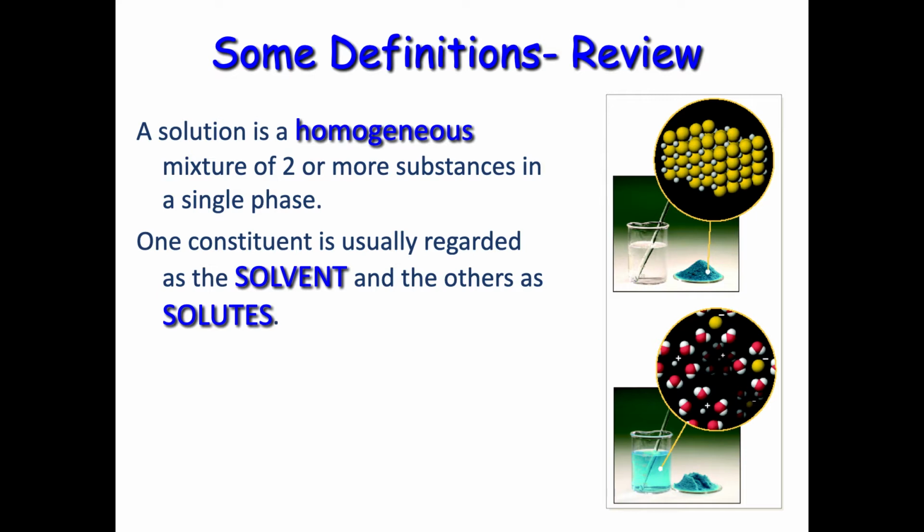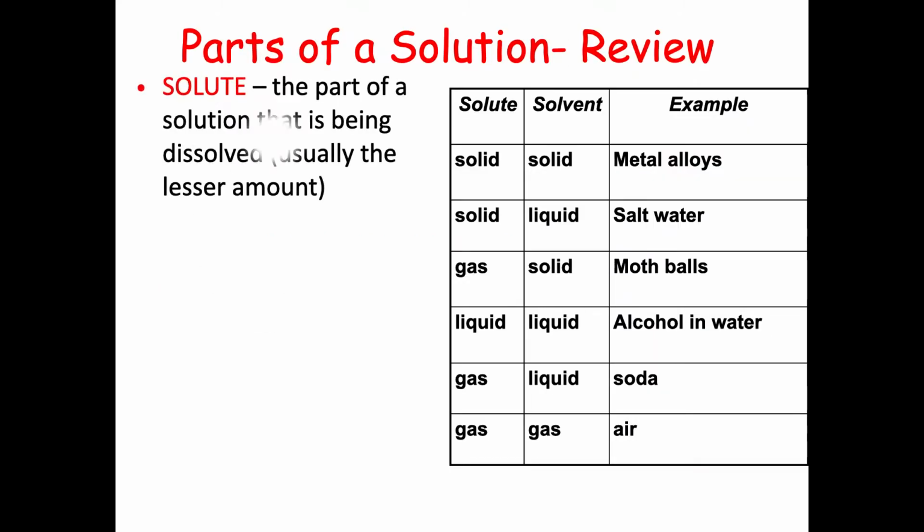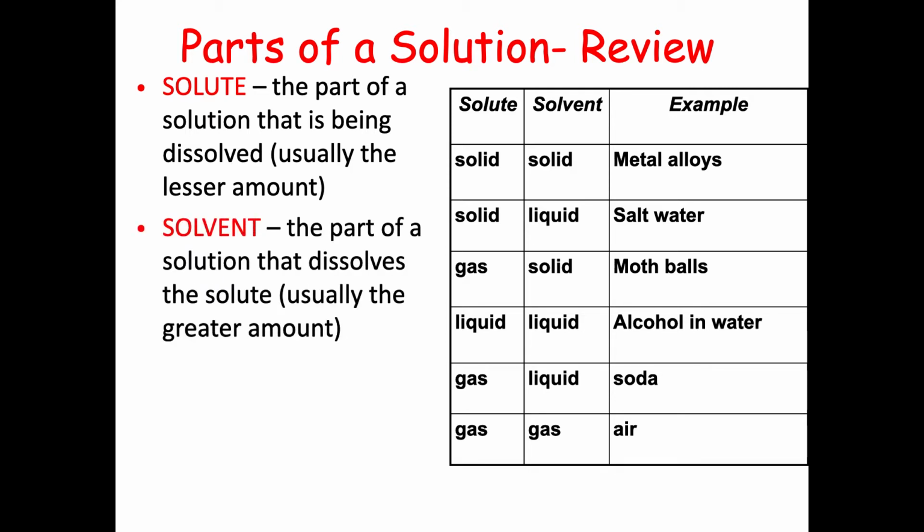In order to make a homogeneous mixture, you have a solvent and a solute. The solute is the thing that gets dissolved, and the solvent is the thing that does the dissolving. When you put your solute and solvent together, you get your homogeneous mixture, otherwise known as a solution.